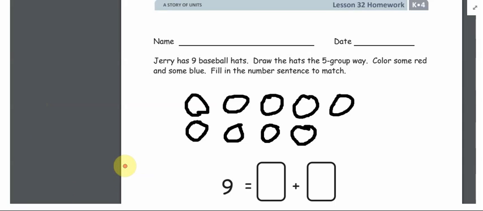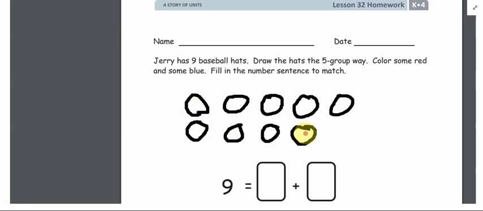I've already drawn the 9 baseball hats the 5-group way, which is 5 on the top row. 1, 2, 3, 4, 5, and the remaining under. In this case, there's 4 remaining because there are 9. So 1, 2, 3, 4, 5, 6, 7, 8, 9.